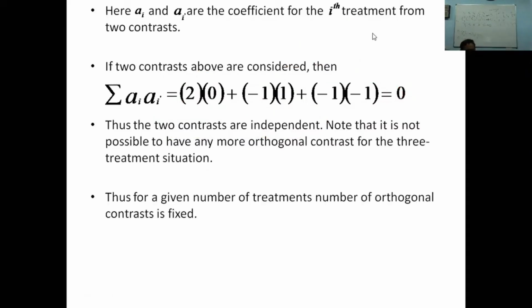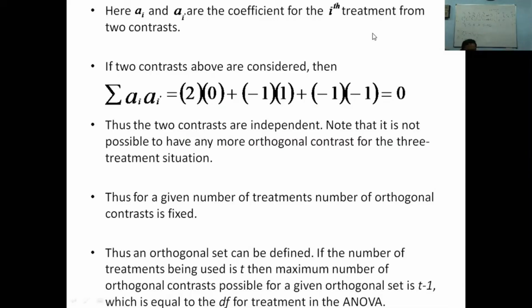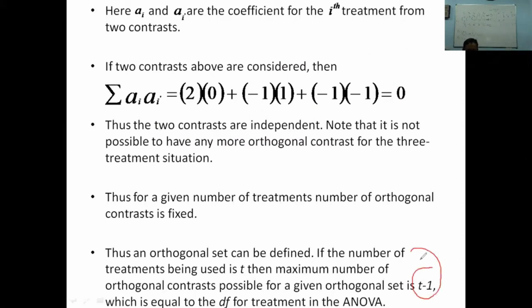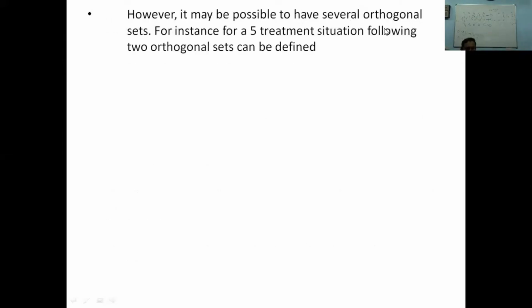Thus, for a given number of treatments, the number of orthogonal contrasts is fixed. Thus, an orthogonal set can be defined. If the number of treatments being used is T, then the maximum number of orthogonal contrasts possible for a given orthogonal set is T minus 1. This is what I said. So the maximum number of contrasts that we can form is T minus 1, which is equal to the degrees of freedom of the treatment in the ANOVA table. Can you remember, in the ANOVA table, it is the same as the degrees of freedom.